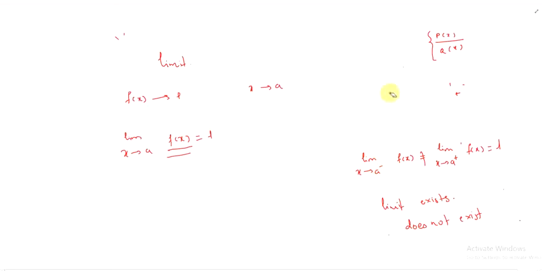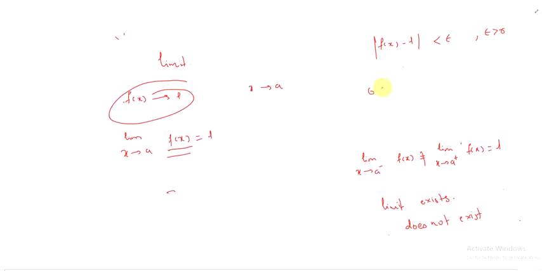If you understand this definition of limit, this happens if the difference between f of x and L, that is, the absolute value of f of x minus L, is always less than epsilon, where epsilon is a very small positive number, whenever the difference between x and a is less than delta, where delta is also a very small positive number.